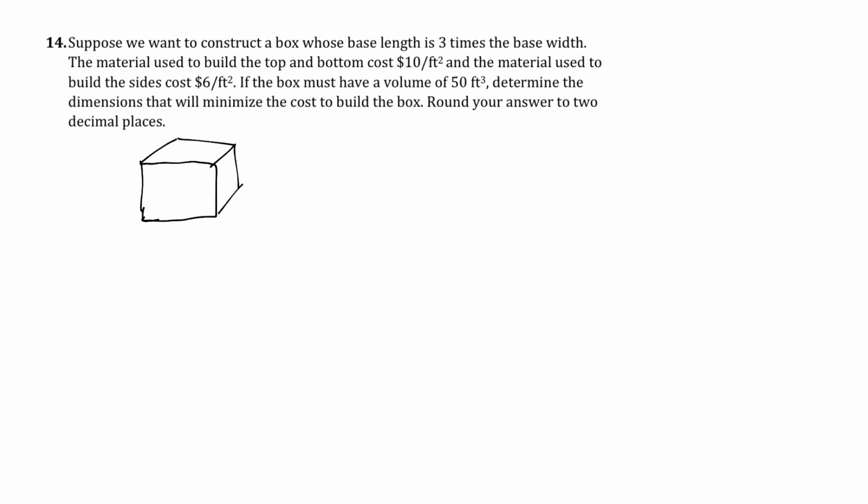Right? And I'm going to go through all the stuff I know. There's some information about building materials. We know the top and bottom are $10 per square foot, and the rest of the sides, the 4 other sides, are $6 per square foot. And we're trying to minimize the cost of the box.